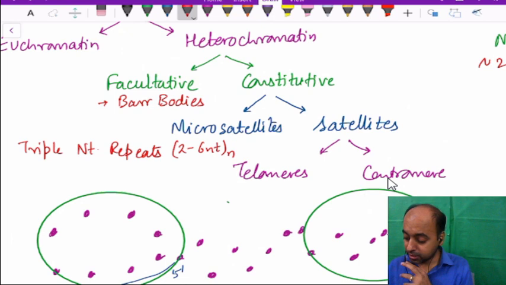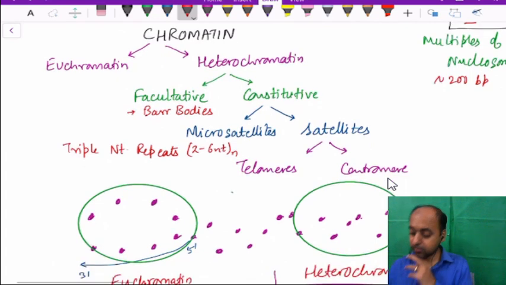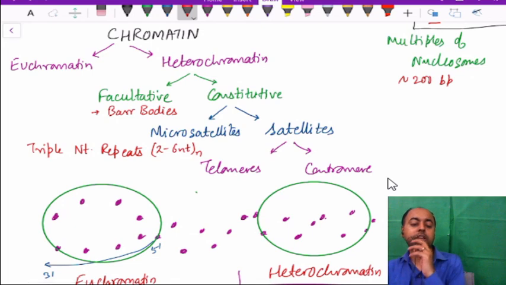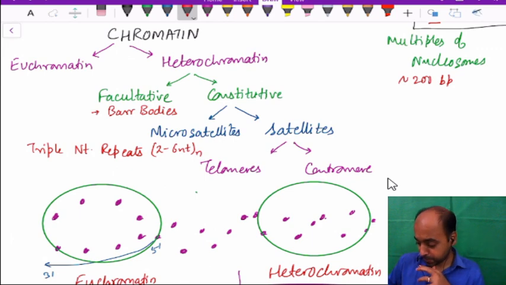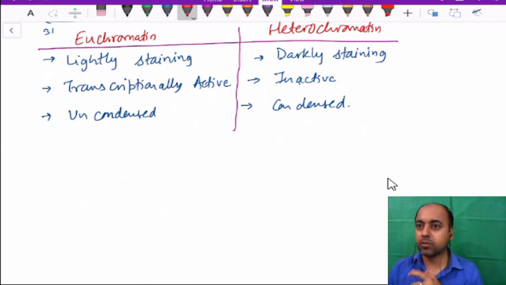So I'll repeat. The chromatin can be euchromatin or heterochromatin. The heterochromatin may be facultative or constitutive. Example of facultative heterochromatin is the Barr body. The constitutive heterochromatin may be microsatellites or satellites. Example of microsatellites are the triple nucleotide repeats. Normally they can vary from 2 to 6 nucleotides in length, which are repeating n number of times. The satellites include the telomere and the centromere. Now a little bit about the telomere and centromere.